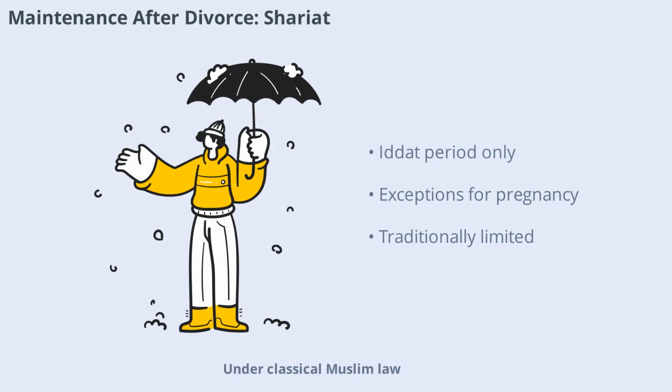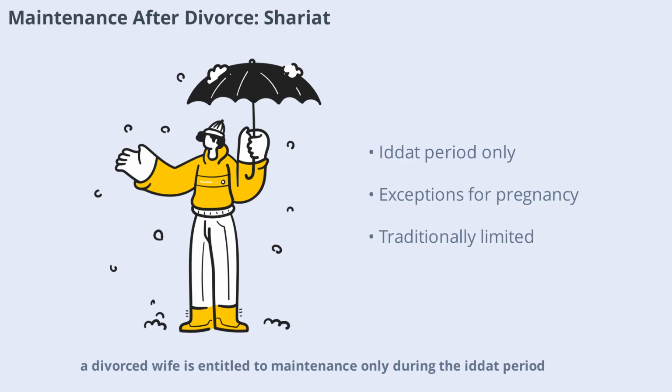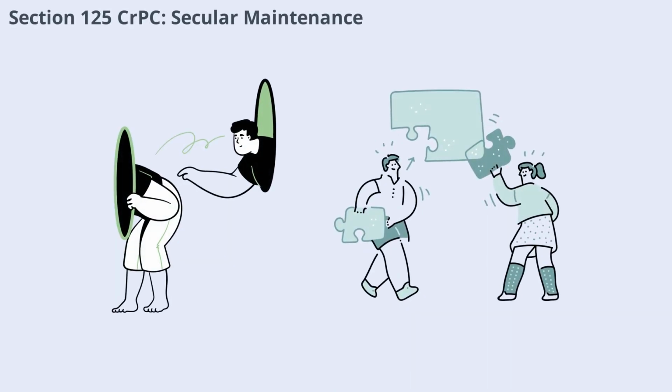The husband must provide for her regardless of her financial status, reflecting the principle that marriage entails mutual support and responsibility. Under classical Muslim law, a divorced wife is entitled to maintenance only during the iddat period, unless she is pregnant or nursing. Traditionally, lifelong maintenance was not recognized, but modern interpretations and statutory law have expanded these rights to better protect women. Section 125 of the Criminal Procedure Code is a secular provision that allows any woman, regardless of religion, to claim maintenance if she cannot maintain herself and the husband neglects or refuses to provide.